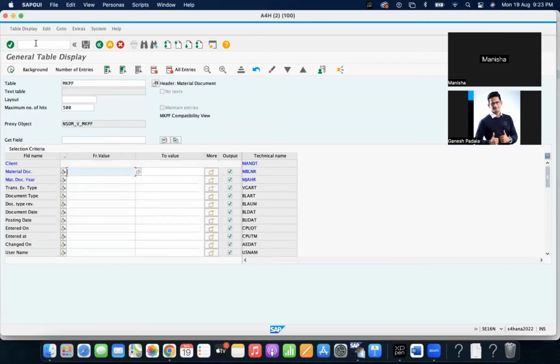I only know about, like, the header information of materials. No. So there is no header information for material. So this is the material document. You need to understand what a material document is.